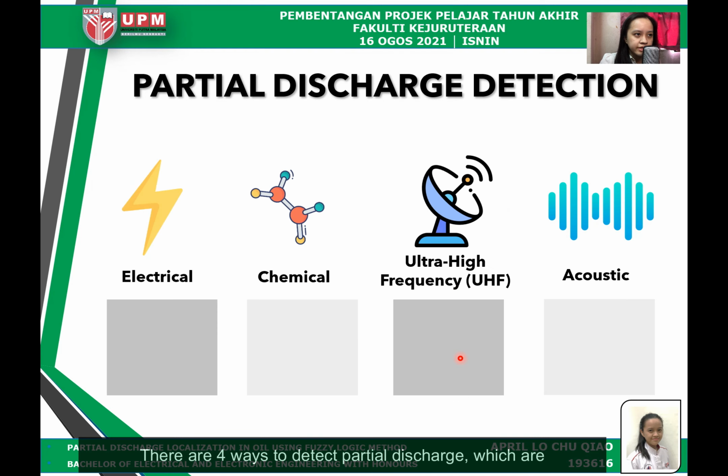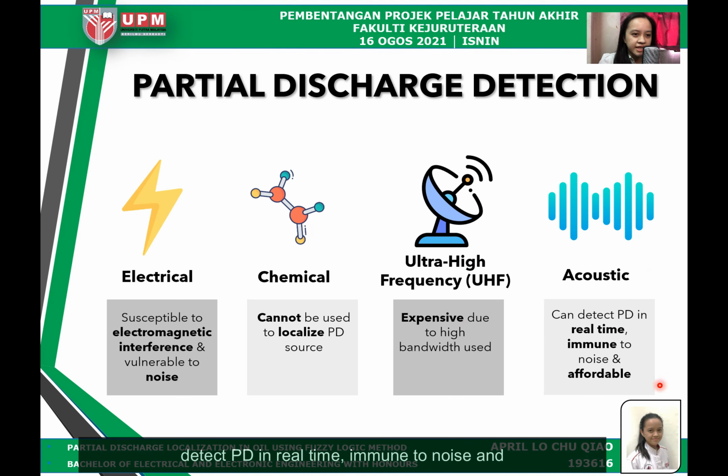There are 4 ways to detect partial discharge, which are electrical, chemical, UHF, and acoustic method. The acoustic method is used to detect PD because it can detect PD in real time, is immune to noise, and is affordable, and it is used in this project study.